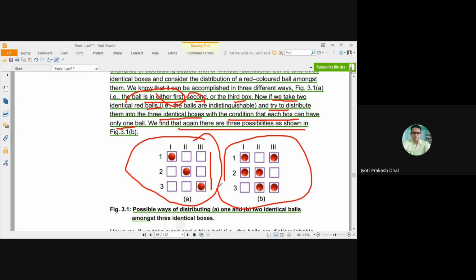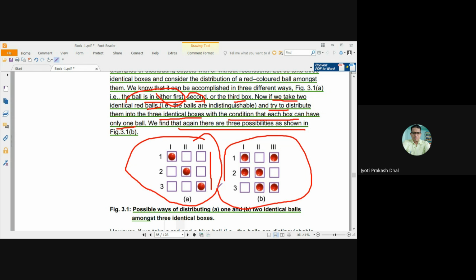This situation is not allowed. That means you have to keep two balls in two different boxes. And what is the possible number of ways? So the possible number of ways in the second case is also three. Why is that three? Here you have two balls, and you have to put them in two boxes.